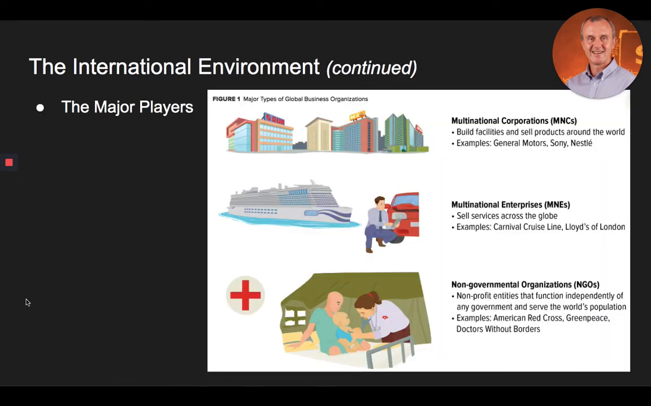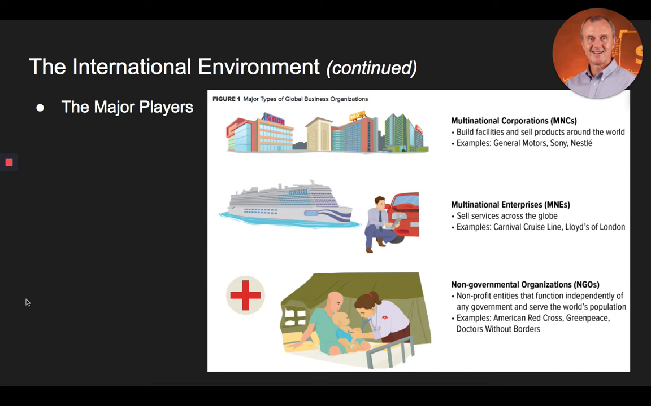So now let's take a look at the major players when it comes to the international environment. Although technology has made access to the international environment much more realistic for smaller businesses and public institutions from both established and developing countries, there are still three major groups that engage in most of the international activity, and Figure 1 looks at these three major types of global business organizations.